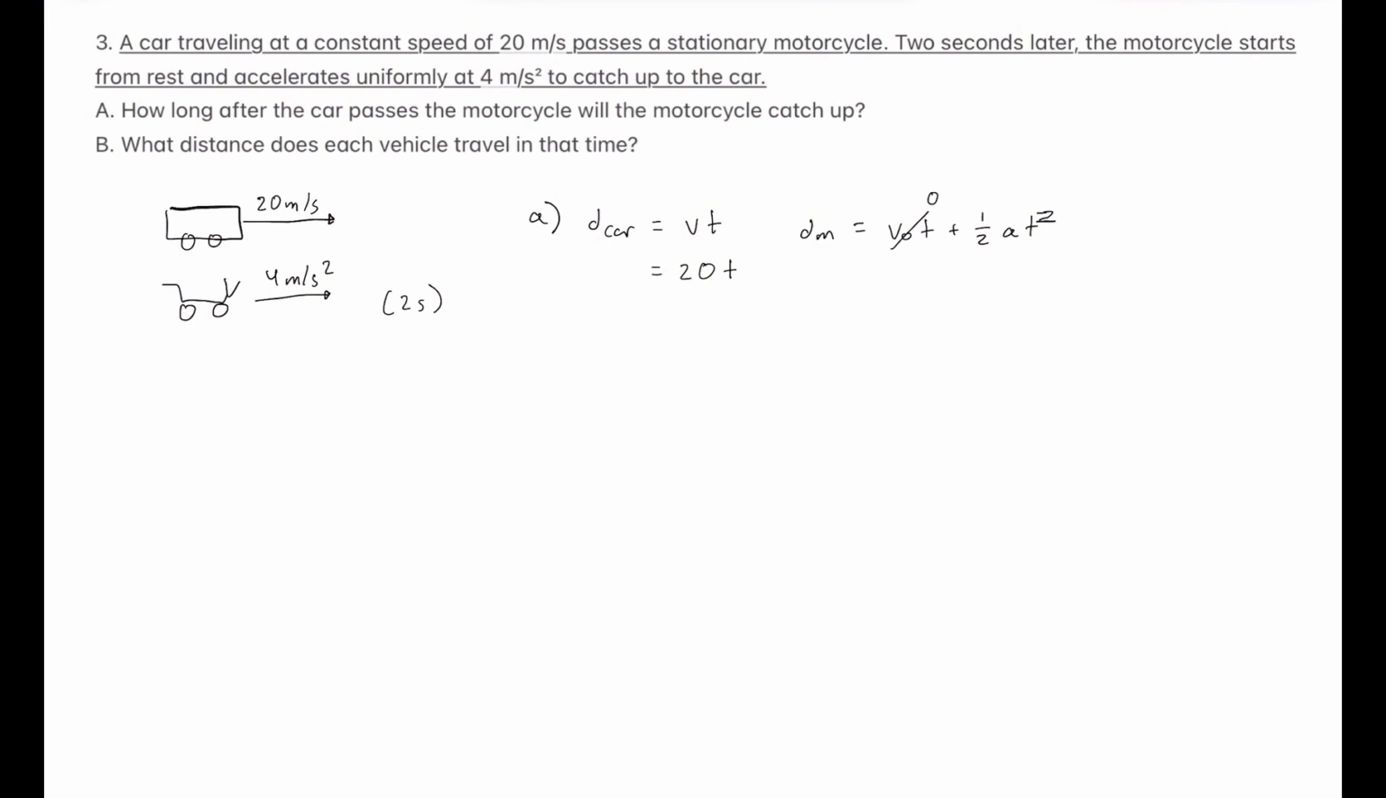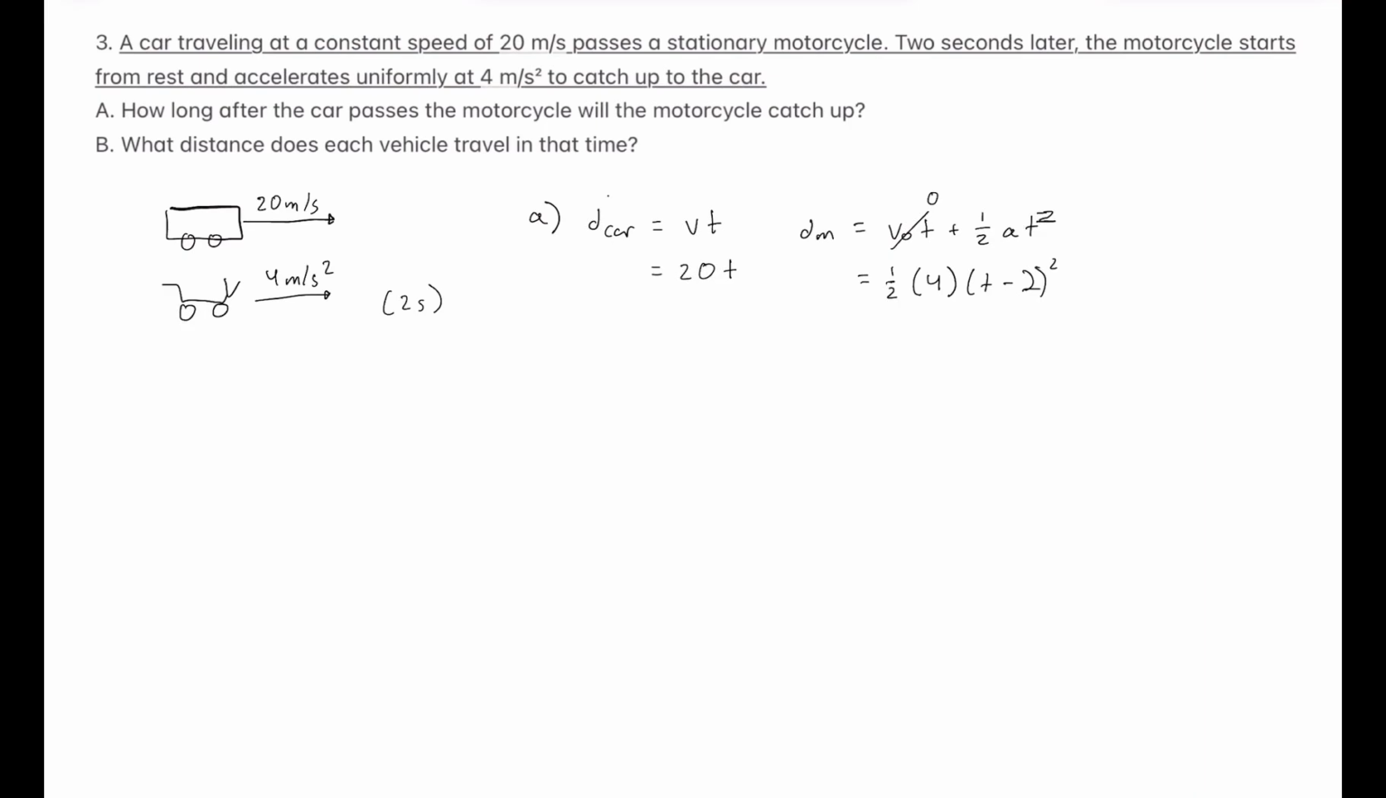So we can rewrite this as dm equals 1/2, plug in for acceleration, which is 4 meters per second squared, times (t minus 2) squared. We have to subtract 2 from t because we have to account for the motorcycle starting 2 seconds after the car passes it.